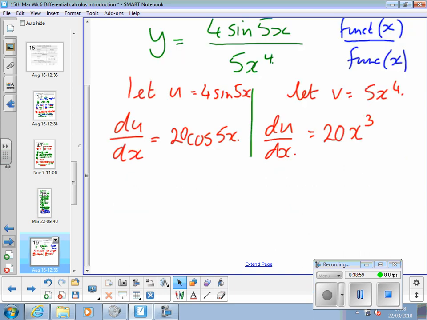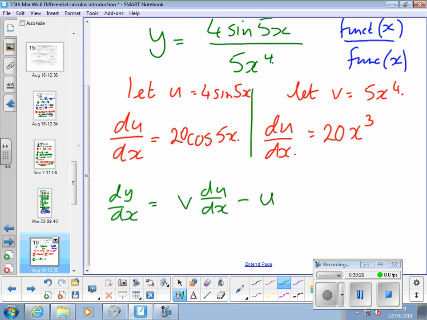So, the formula: dy by dx is equal to, I'm going to write the formula first because I want to make sure we get it right. It's v times du by dx minus u times dv by dx, and they must be in order, all over v squared.